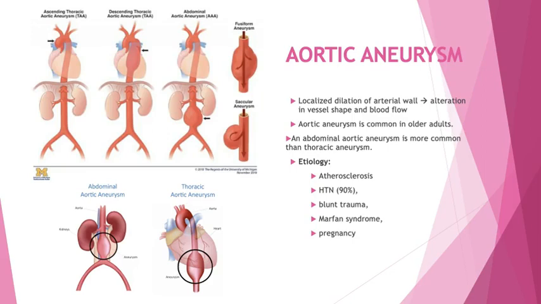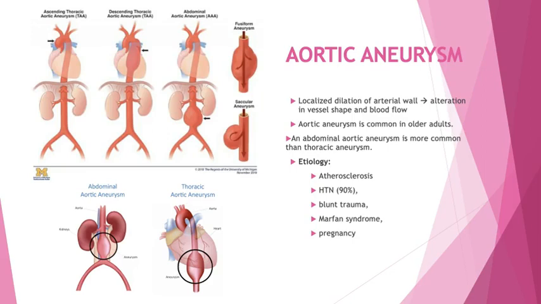So an aortic aneurysm is just a localized dilation of the arterial wall, which creates an alteration in the vessel shape and blood flow. It's very common in older adults, and an abdominal aortic aneurysm is more common than a thoracic aneurysm. When we talk about thoracic, we're talking about the portion of the aorta that comes off of the heart into your thoracic cavity in your chest. And the abdominal one is talking about the aorta as it reaches into your abdominal cavity.